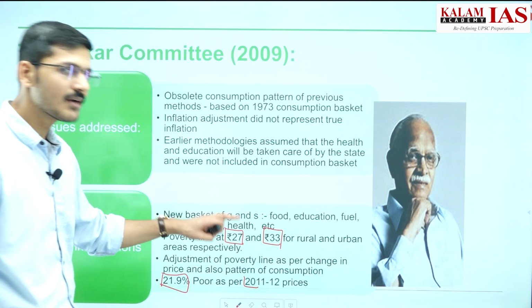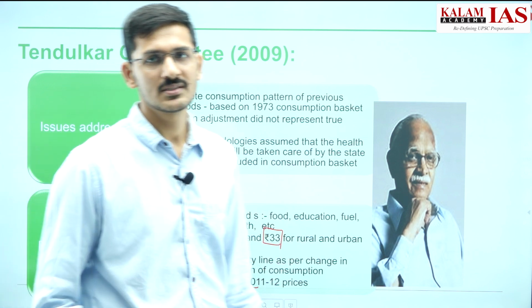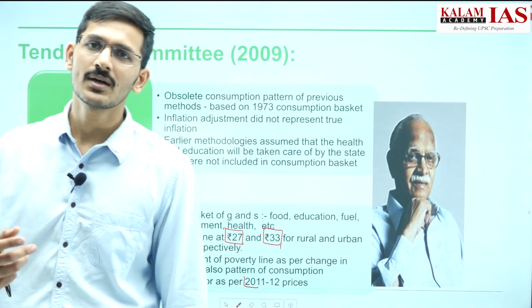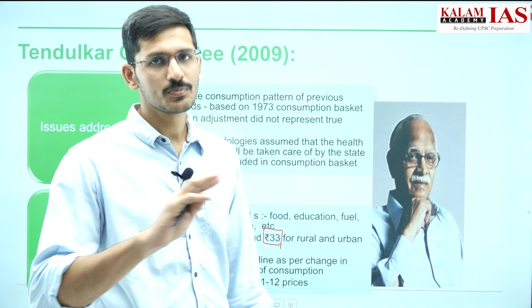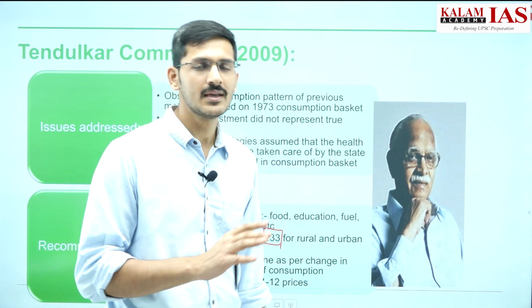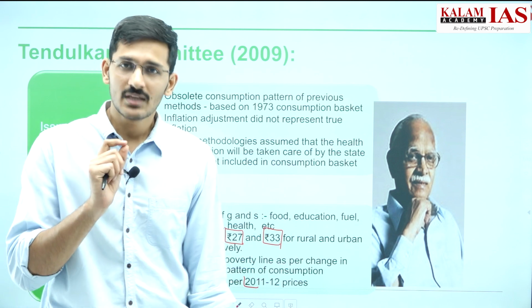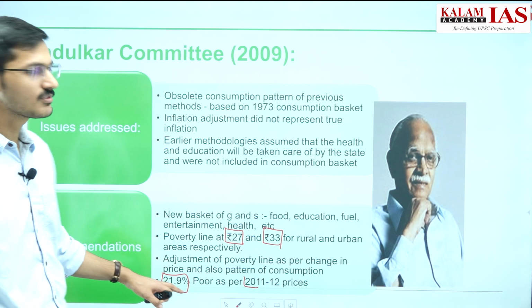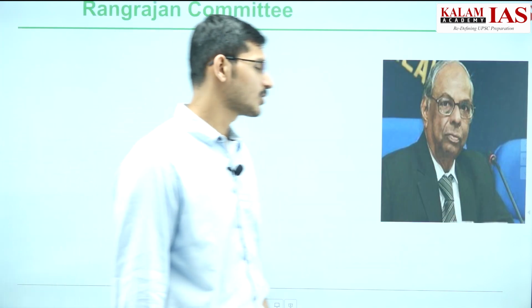Now, even after having this abysmal poverty line, that if you are able to spend 33 rupees per day in urban areas, for example Mumbai, Delhi, Jaipur, Kolkata, Lucknow, Guwahati, then you are not poor. And in rural areas, if you are able to spend 27 rupees per person per day, then you are not poor. Even after having this abysmal poverty line, 22% of the people were still poor as per 2011-12 prices.